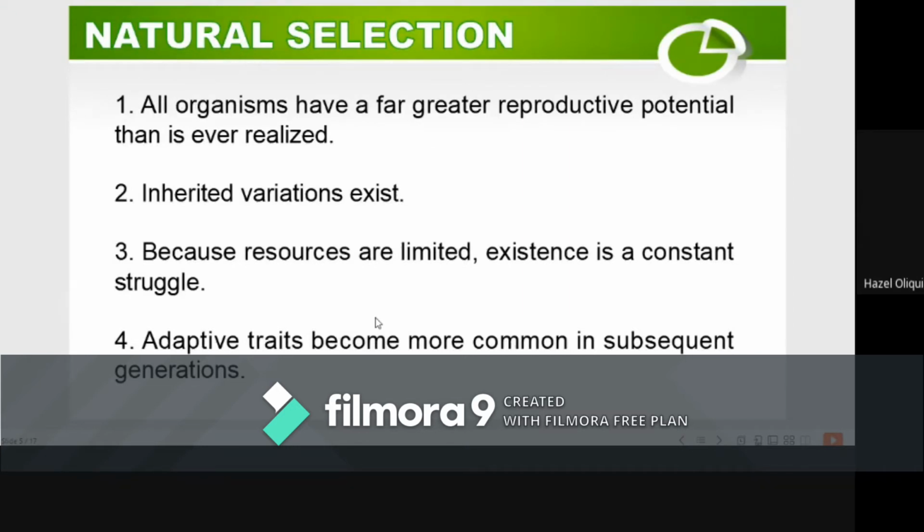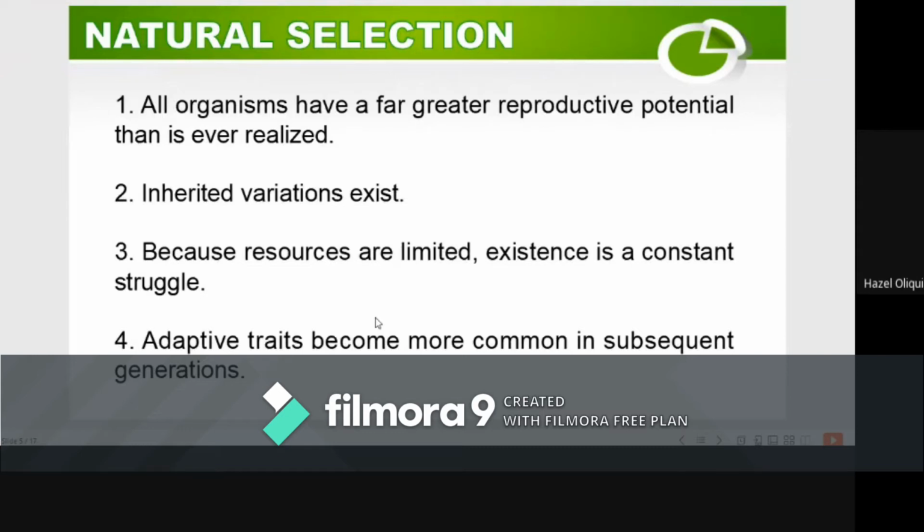Third, because resources are limited, existence is a constant struggle. Many more offspring are produced than resources can support. Therefore, many individuals die. Darwin reasoned that the individuals that die are those with the traits or variations that make survival and successful reproduction less likely. Traits that promote successful reproduction are said to be adaptive.